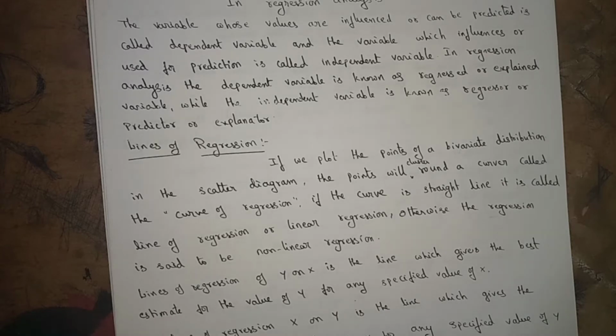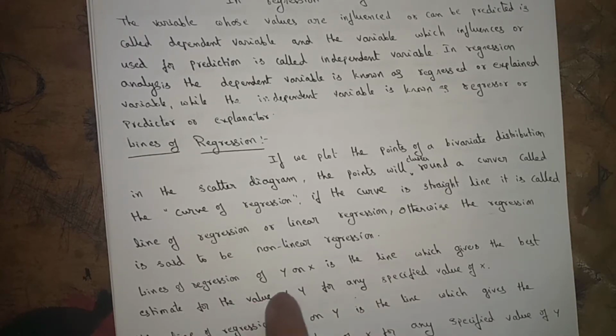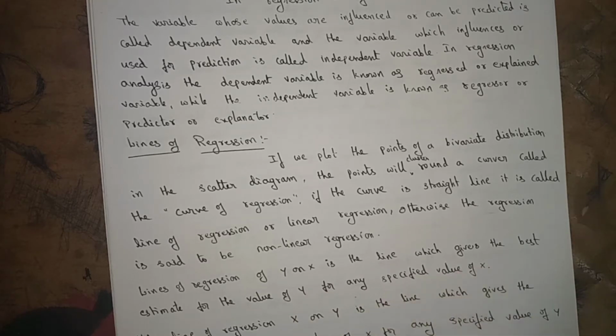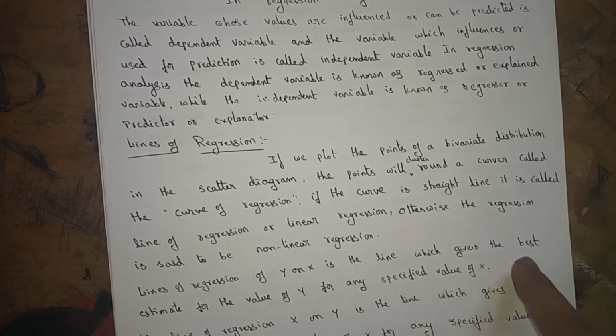Lines of regression. What is meant by lines of regression? X on y, y on x. What do they stand for? We will see. Lines of regression, very important. The line of regression y on x is the line which gives the best estimate for the value of y for any specified value of x.